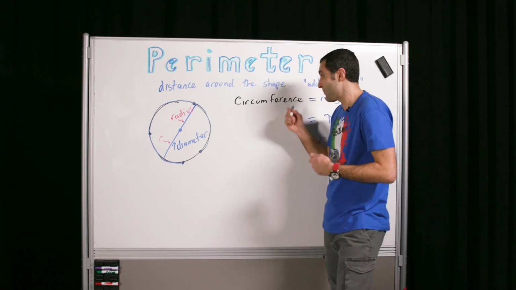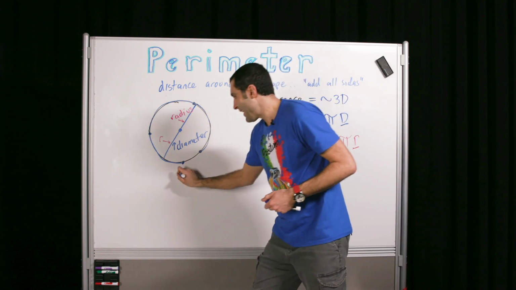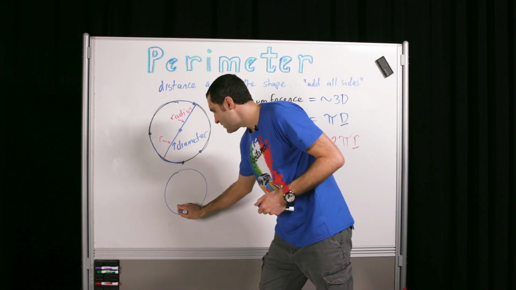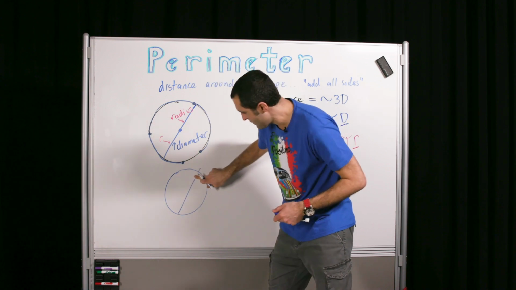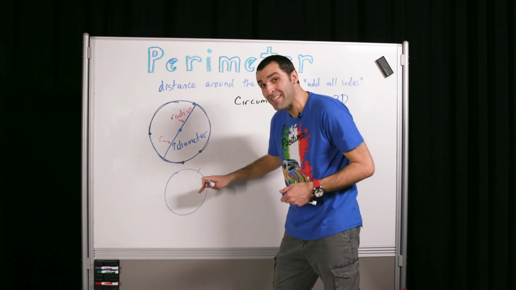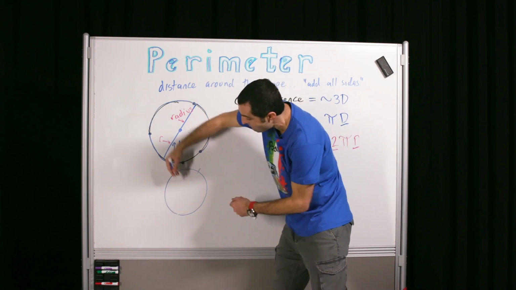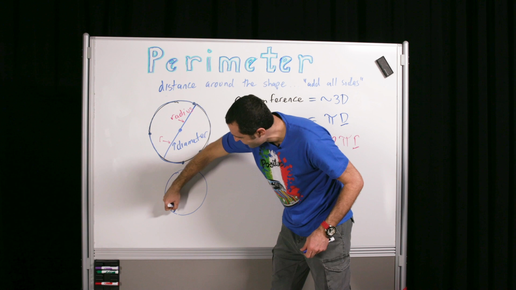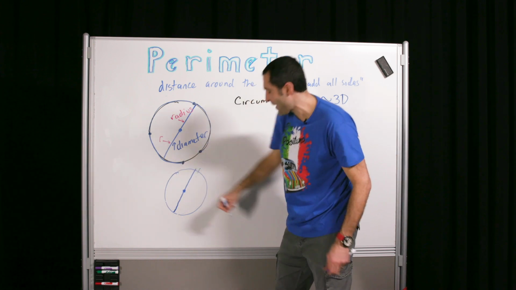So let's get some examples going. Oh man, the diameter is not in the middle. That would be a non-fair diameter in the pizza slice, you could say. Here we go. It's a little better.